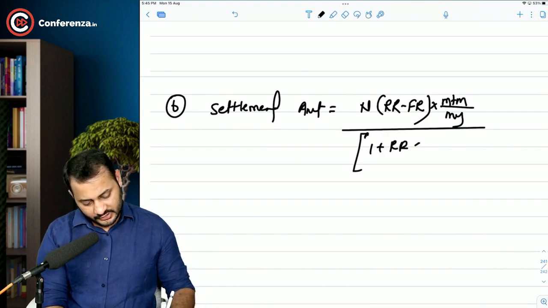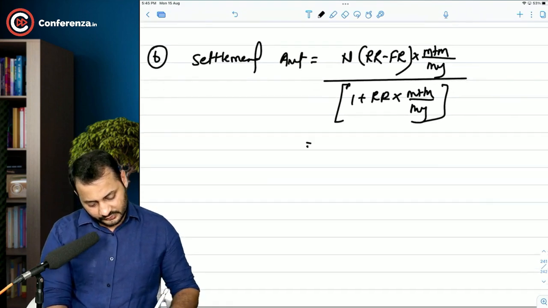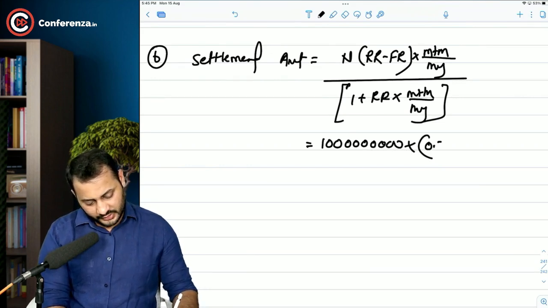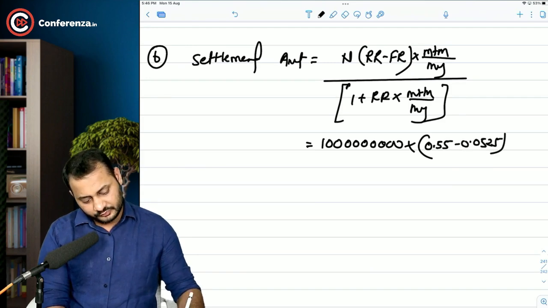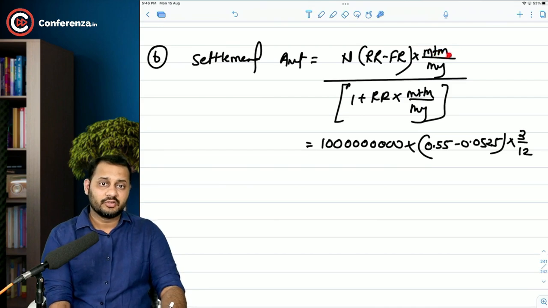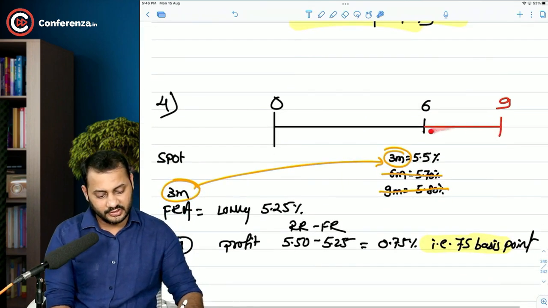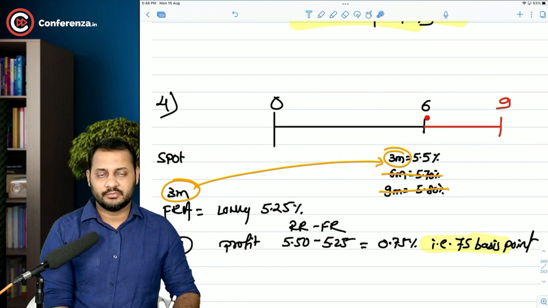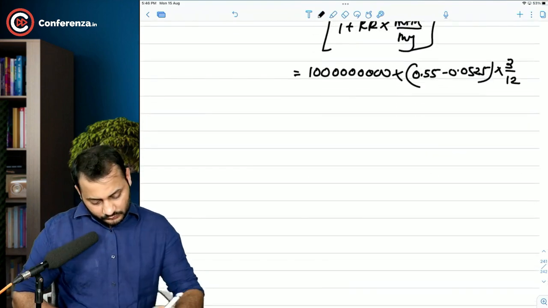1 plus reference rate into months till maturity by months in a year. 100 crore into reference rate: 0.055 minus 0.0525 into 3 by 12. After 90 days, there are only 90 days left. For 3 months only we are taking this loan. After 6 months, we are taking it for 3 months.